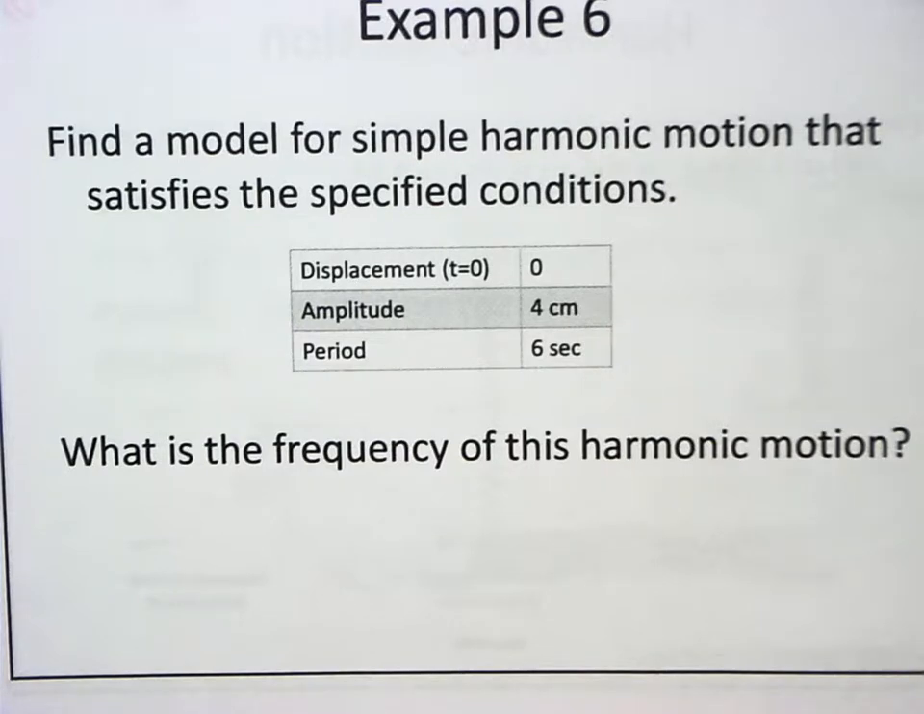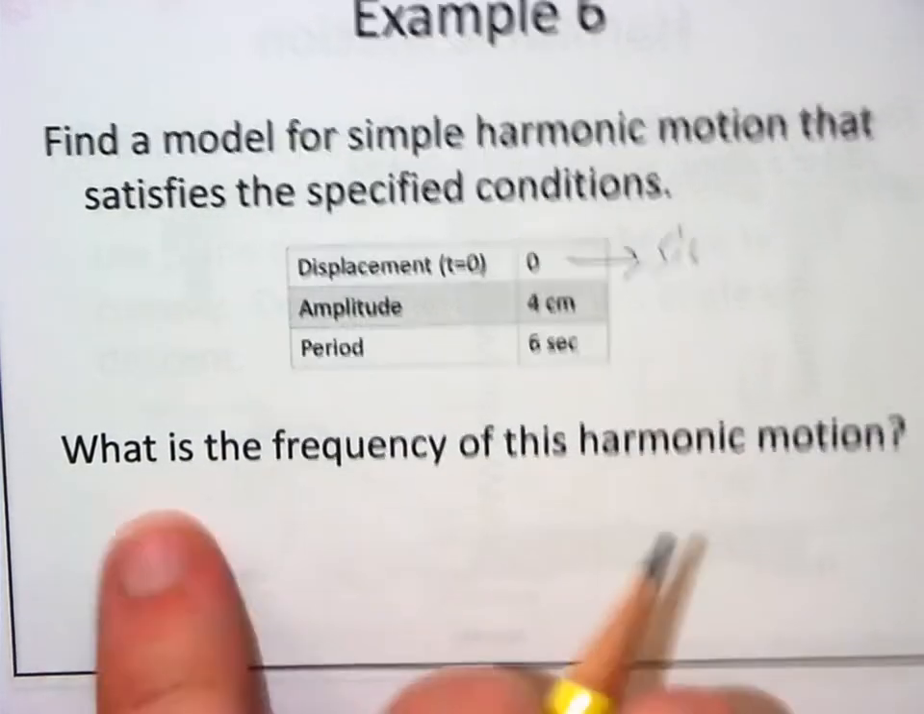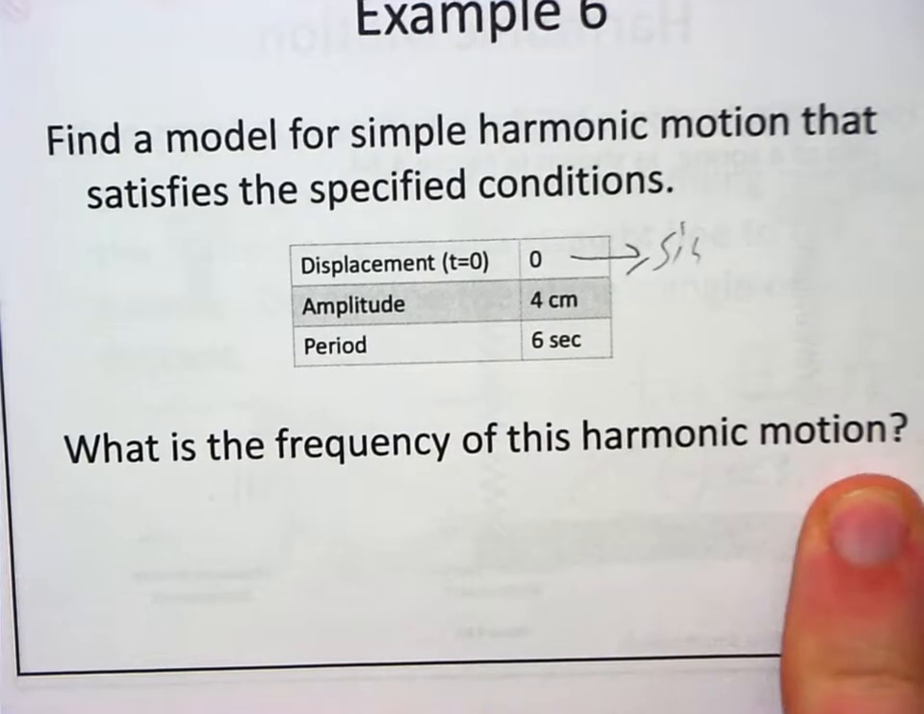Sine. Because that's just like starting at the origin. If you're starting at maximum displacement or minimum displacement, positive displacement or negative displacement I should say, that would be cosine. So because of this, I would use sine. Now, this asks, what is the frequency of the harmonic motion?